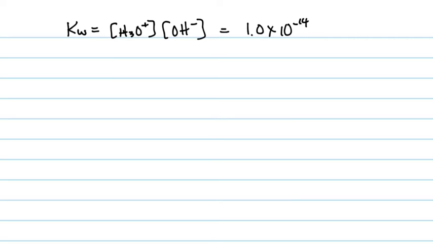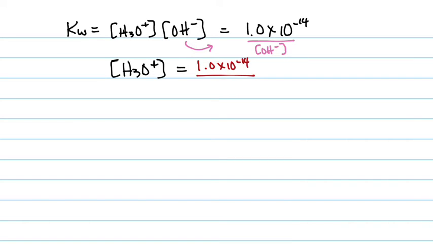So if we're looking for the hydronium ion concentration, and I rearrange this, hydroxide must be brought over and divided on the other side. So hydronium ion concentration is going to be equal to 1 times 10 to the negative 14th divided by the hydroxide ion concentration, which for that problem was 1 times 10 to the negative 2. And so our answer is 1 times 10 to the negative 12 molar.